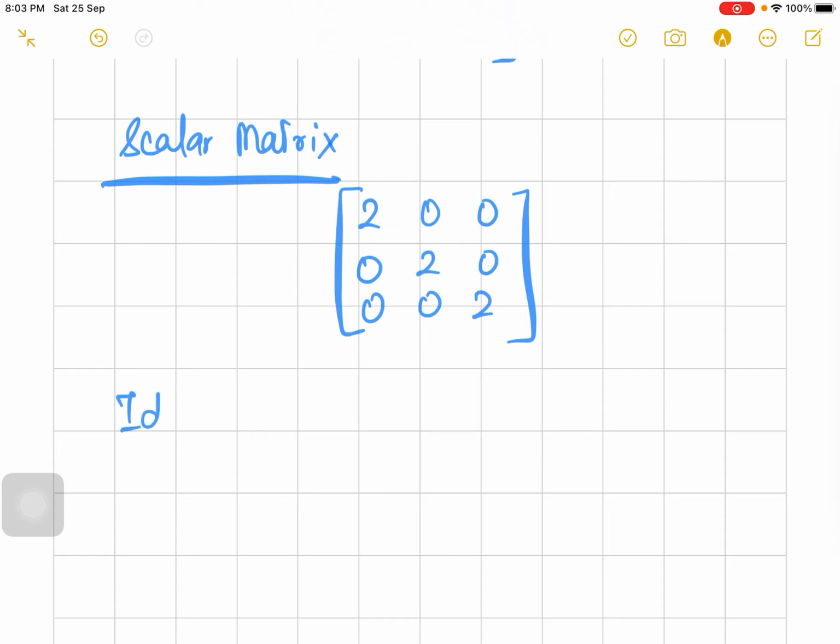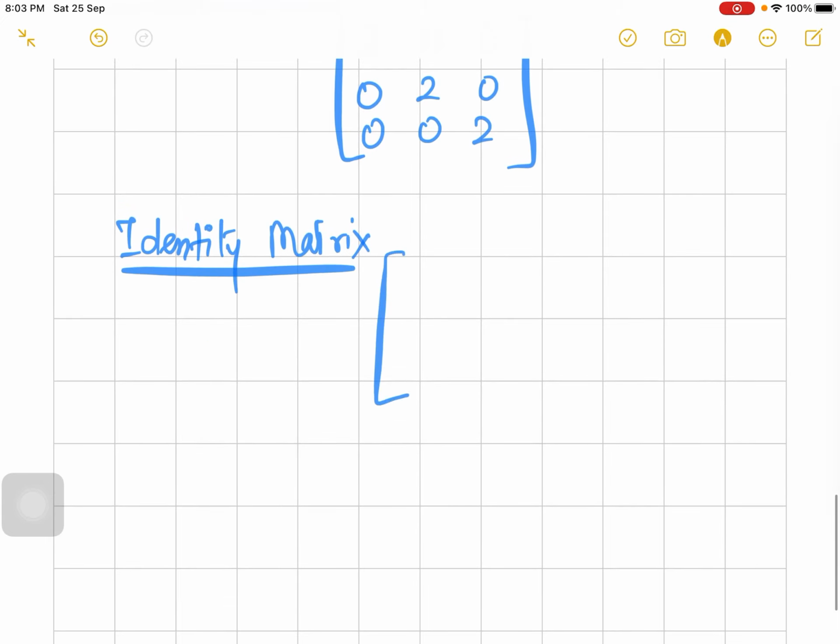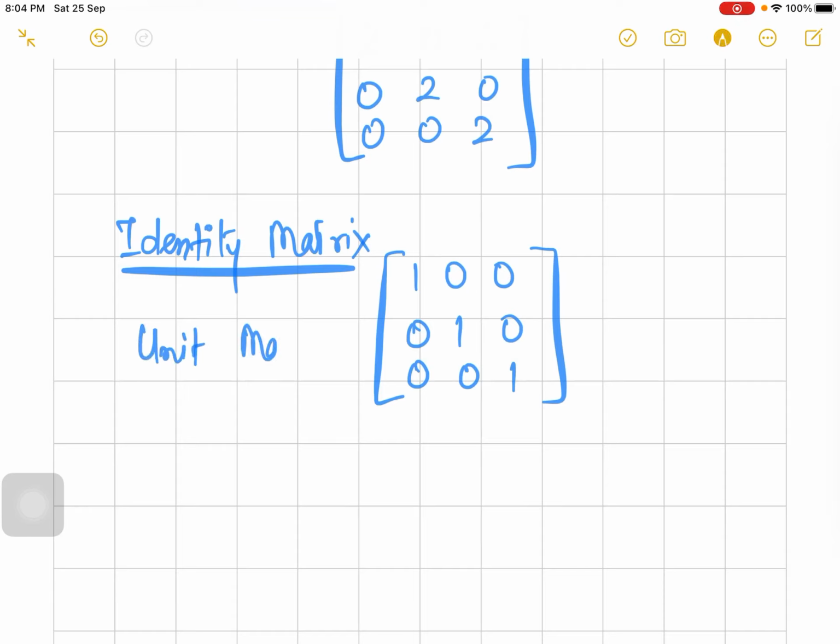Now there's something we should know. It's called the identity matrix. The beauty of the identity matrix is that the leading diagonal has only ones: 1, 0, 0, 0, 1, 0, 0, 0, 1. This one is called the identity matrix. Sometimes we call it a unit matrix also. The role that one plays in normal mathematics is played by the identity matrix in matrix algebra.